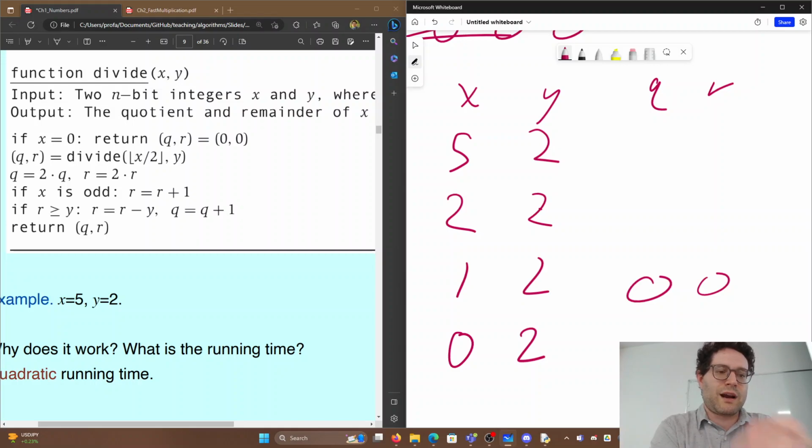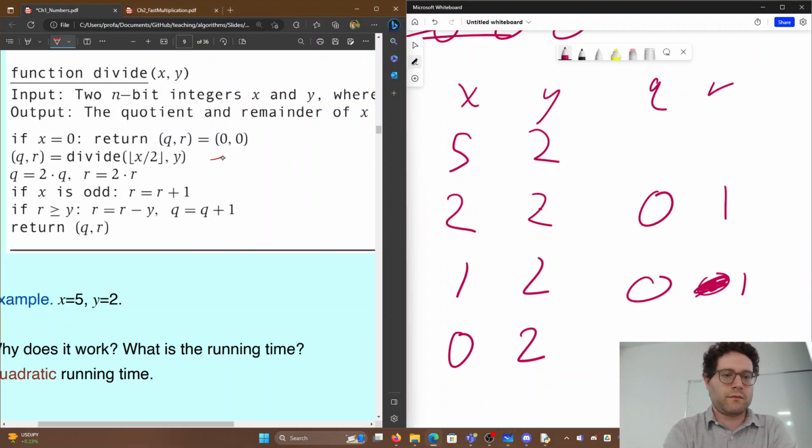Q is equal to 2Q. So twice 0, we get 0. Twice R, we get R. If X is odd, yes it is, X is odd, our remainder is equal to remainder plus 1. And then if R is greater than or equal to Y, modify that, and now return quotient and remainder. So now quotient and remainder are equal to 0 and 1 over here.